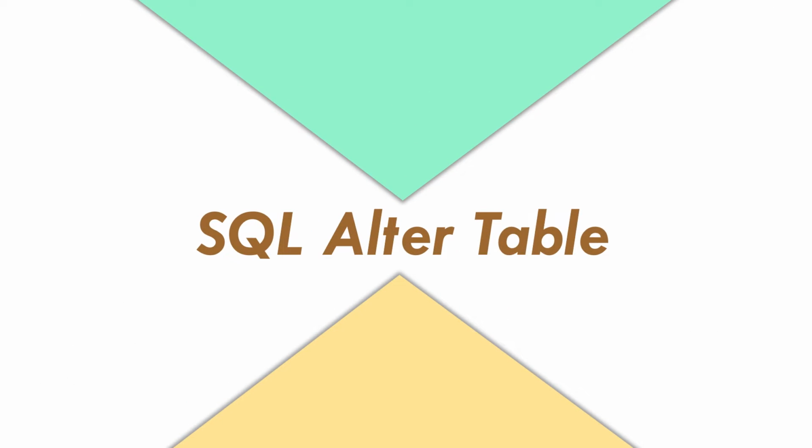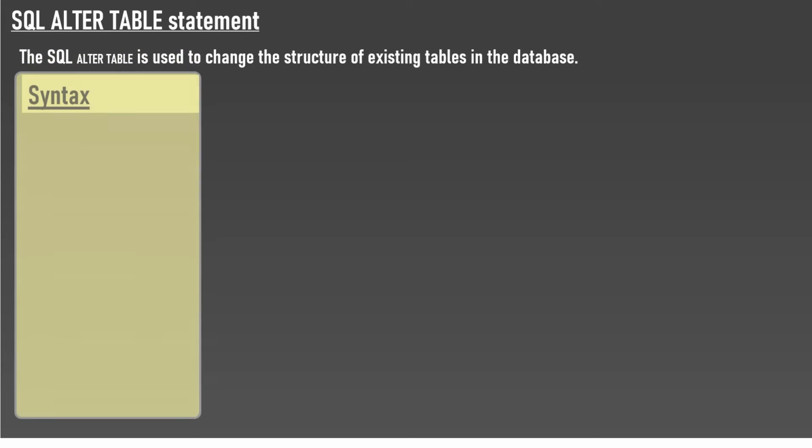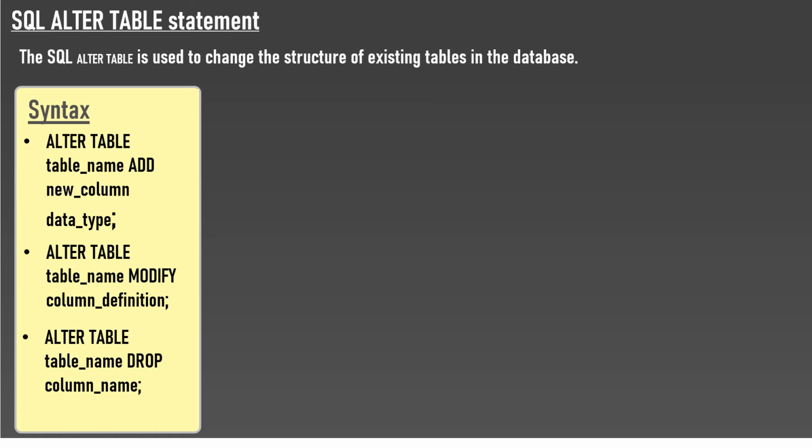SQL alter table statement. The SQL alter table statement is used for changing the existing structure of a database object, that is, the table in the database. There are use cases in the alter table statement with the options of add, modify, and drop.